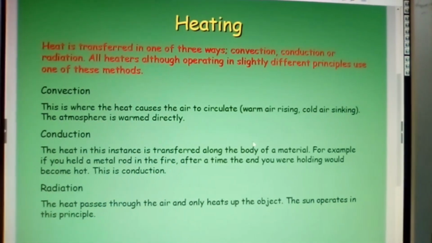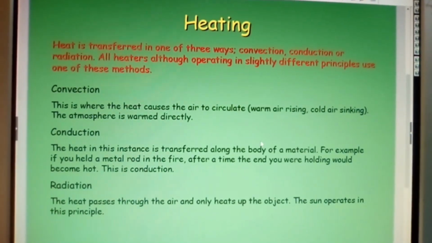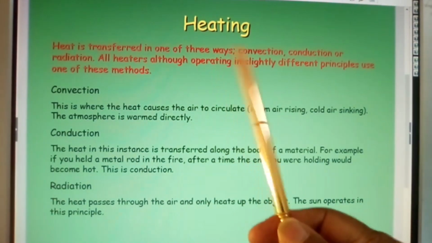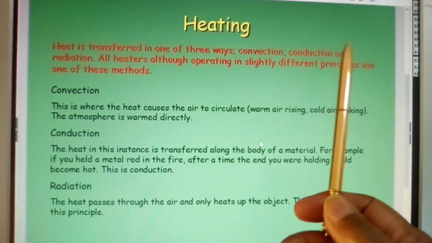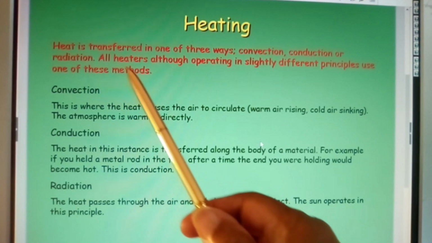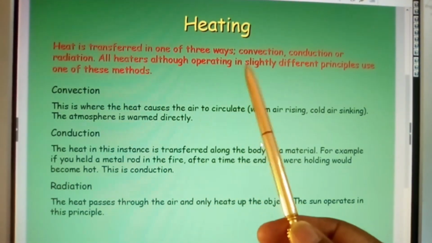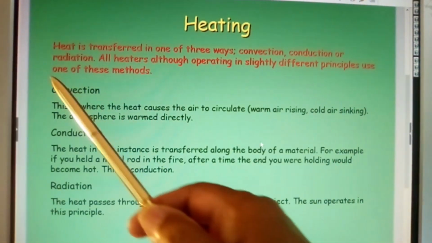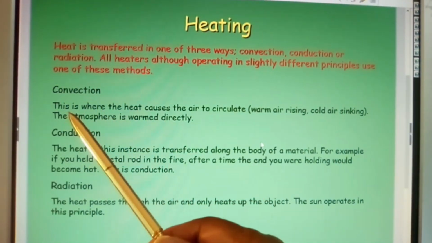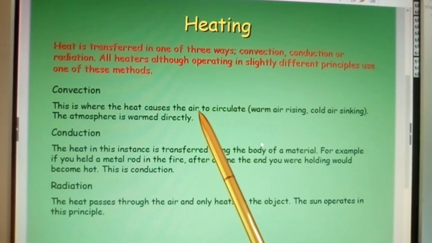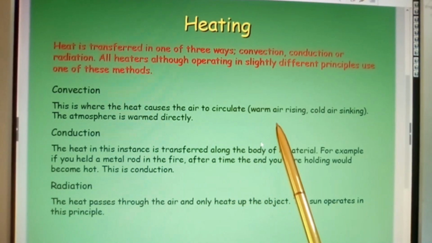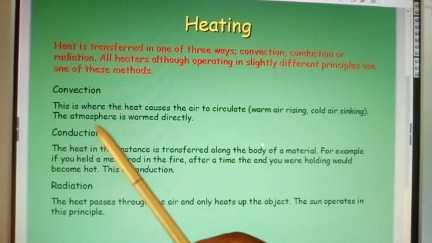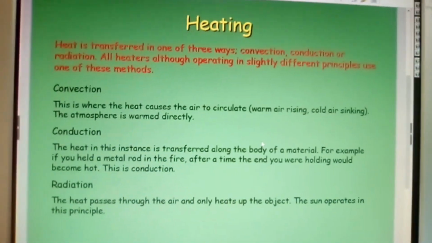Heating. Heat is transferred in one of three ways: convection, conduction, or radiation. All heaters, although operating on slightly different principles, use one of these methods. Convection: this is where the heat causes the air to circulate, warm air rising, cold air sinking. Okay? The atmosphere is warmed directly.